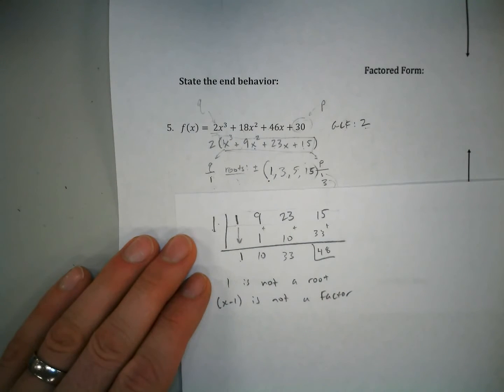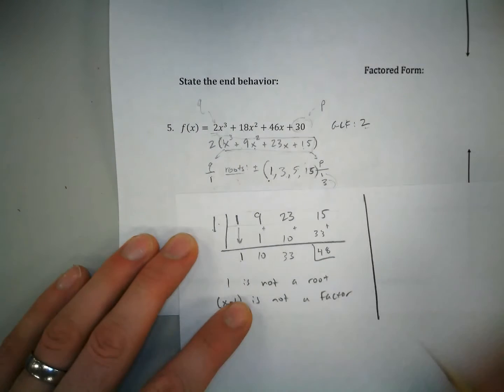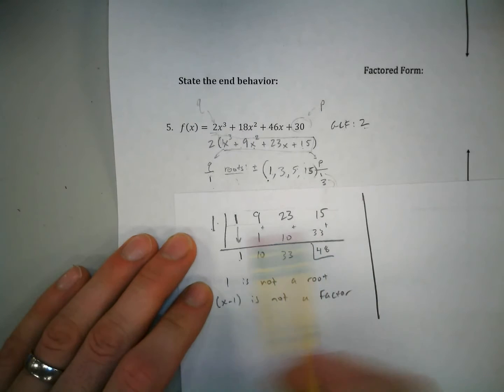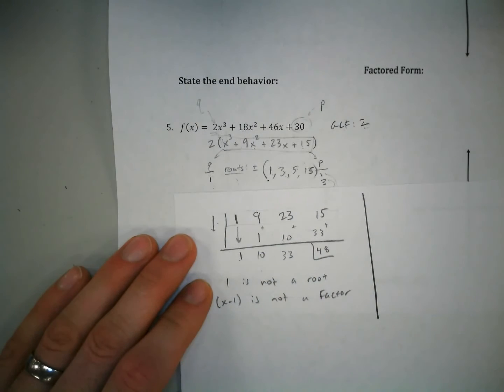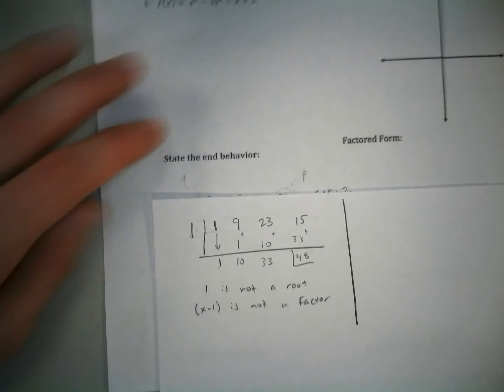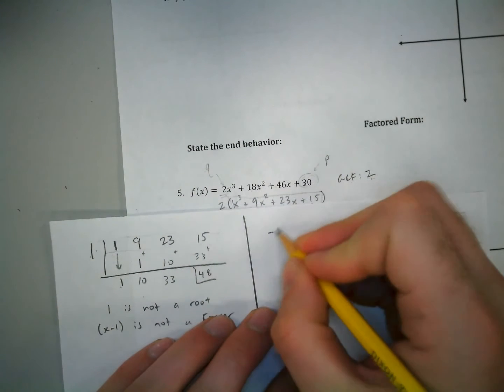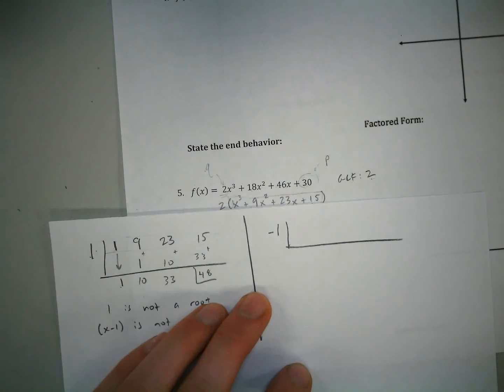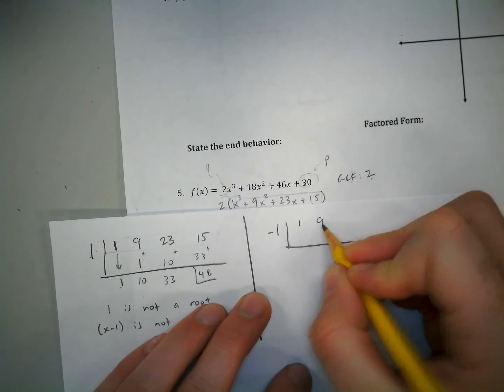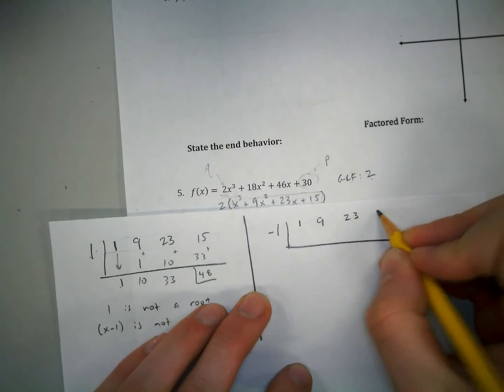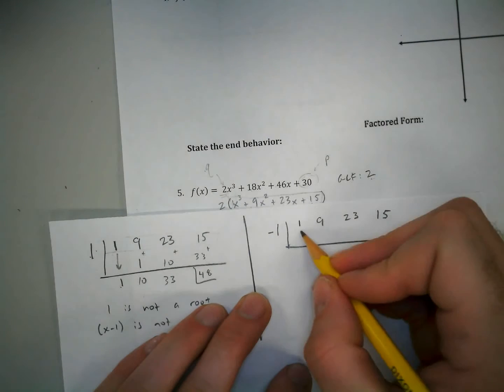Darn, too bad. Let's test another one. Normally, if you're doing your scratch work, you could just erase all this stuff, but I'm going to leave it because it's good to reference. Let's try negative 1. We've tried 1, let's try negative 1. Same setup, same coefficients go here. 1, 9, 23, 15. Same process.